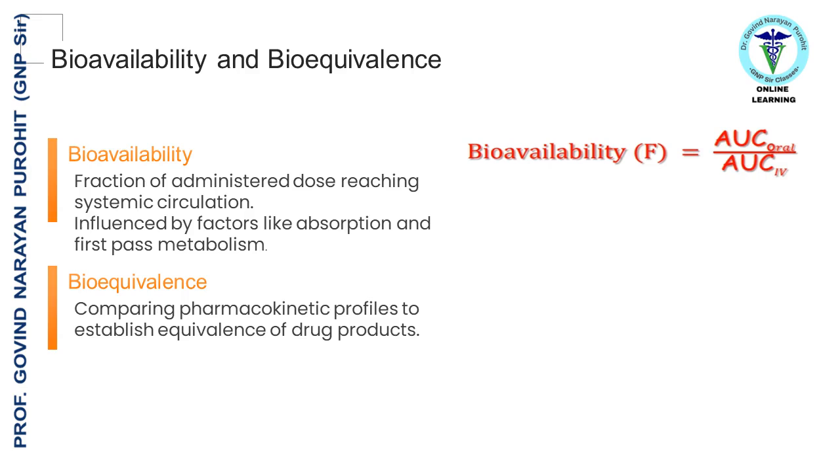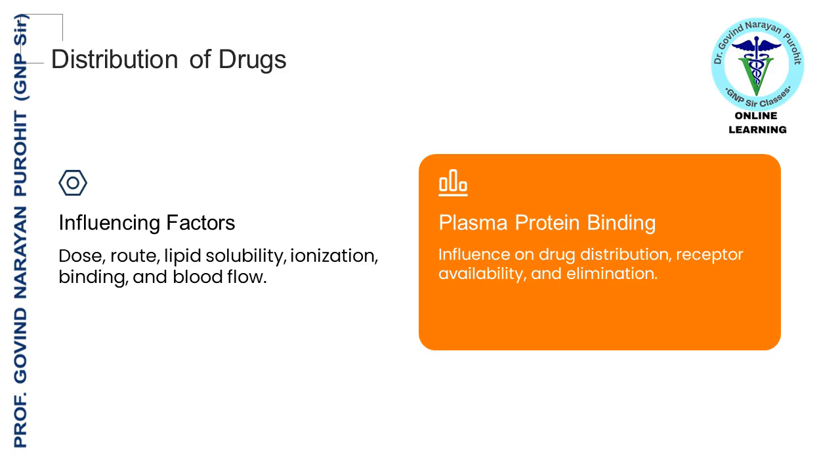The bioavailability of a drug is the fraction of the administered dose reaching the systemic circulation and is explained by the formula shown. The bioequivalence of a drug is comparing pharmacokinetic profiles to establish equivalence of drug products. The distribution of drugs is influenced by the dose, route, lipid solubility, ionization, binding, and blood flow. The plasma protein binding also affects the drug distribution, availability, and elimination.